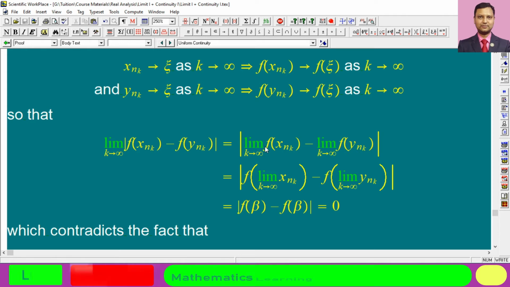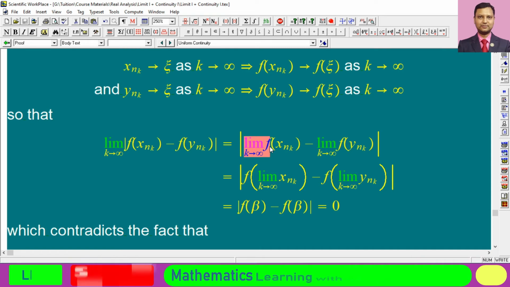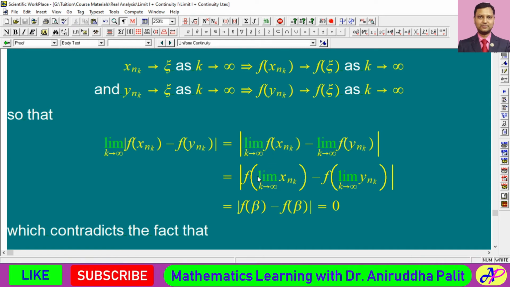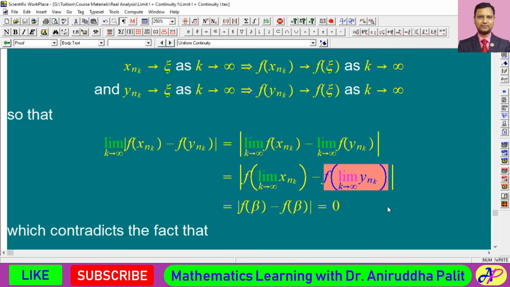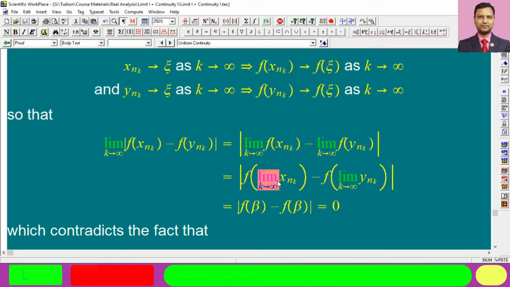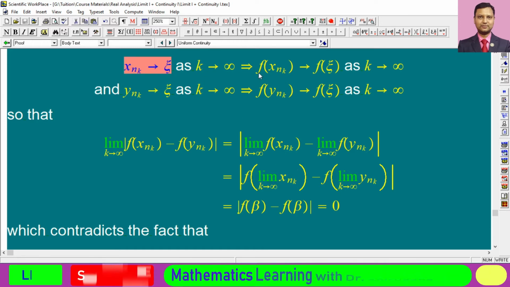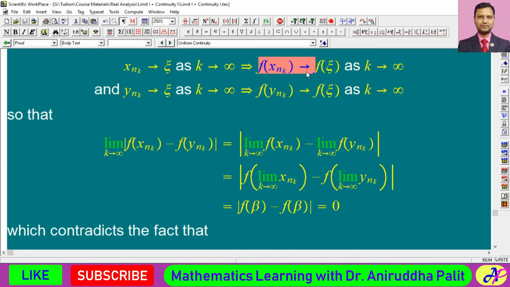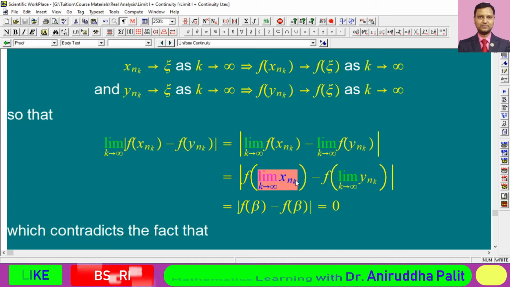This f is a continuous function. Therefore, we can again interchange the position of limit and the function f. Therefore, we can ultimately write this expression with the limit inside this bracket, and so this is equal to f of limit k tending to infinity x_nk minus f of limit k tending to infinity y_nk. And x_nk over here, what is x_nk? x_nk is converging to xi, and therefore we have proved that f of y_nk converges to f of xi. So this limit is actually beta.